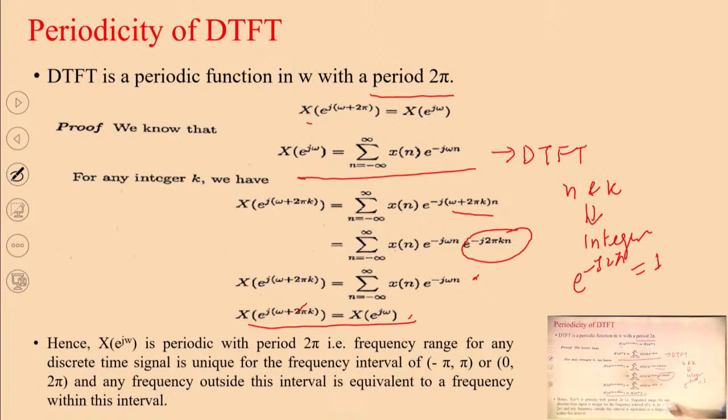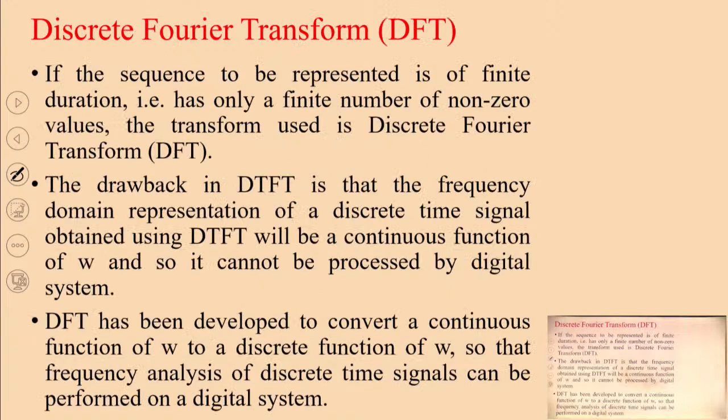So this I have already explained previously. This is basically about the periodicity of DTFT. Now comes another transform, which is your discrete Fourier transform.